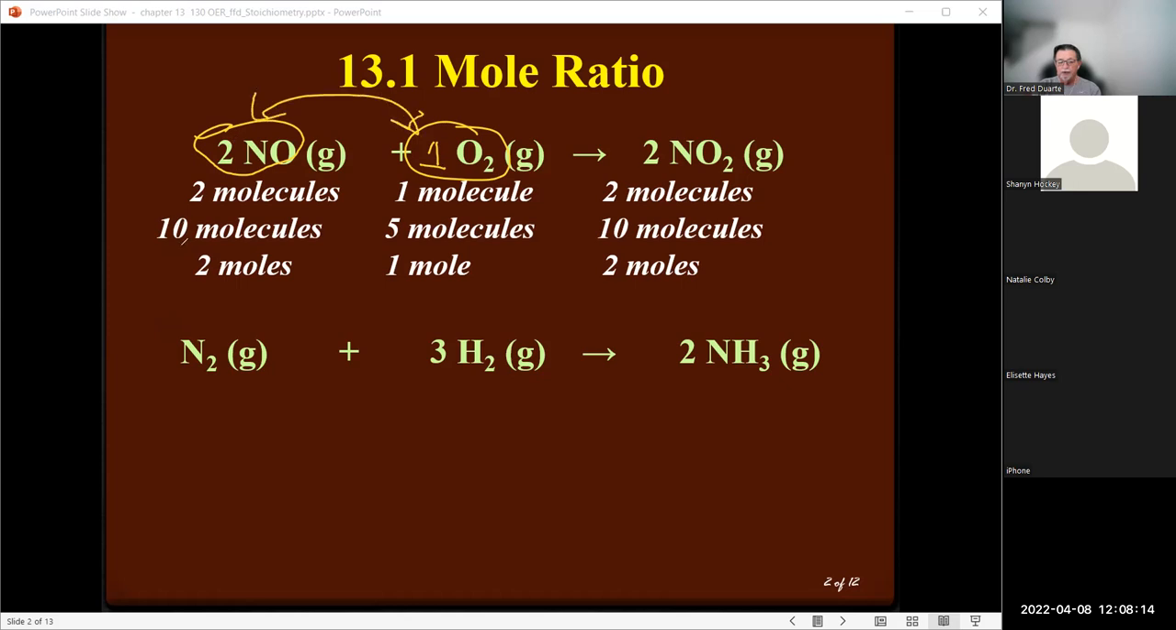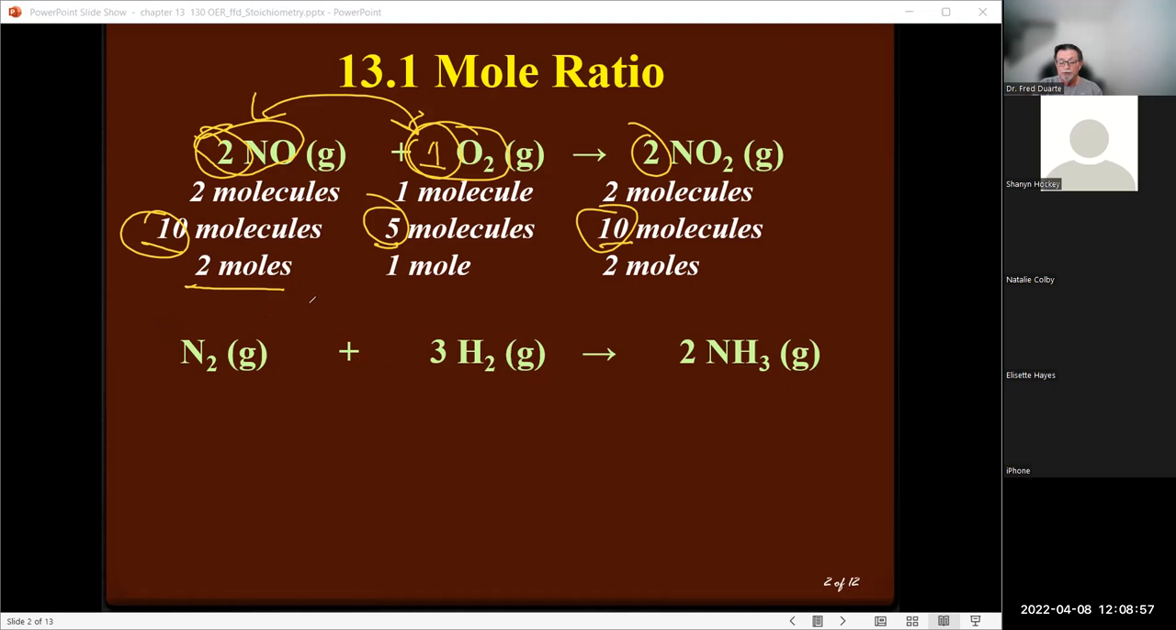And so therefore, if we up the NO, nitrogen monoxide, to 10 molecules, well, based on the ratio of 2-to-1, we require 5 molecules of O2, okay? Which then gives us 10 molecules of NO2, nitrogen dioxide. The relationship of 2 to 1 to 2 is maintained regardless of the numbers we utilize. And this relationship is true whether we utilize 10 molecules or we utilize 10 moles.